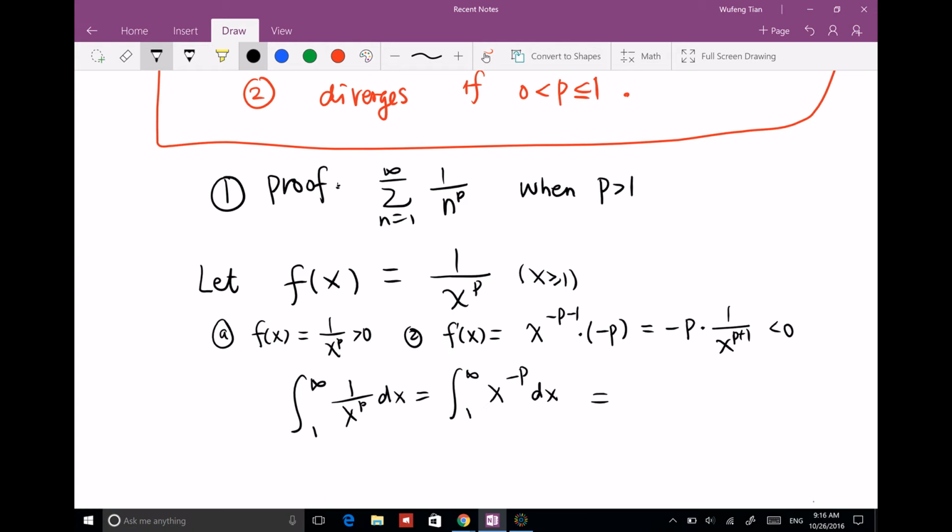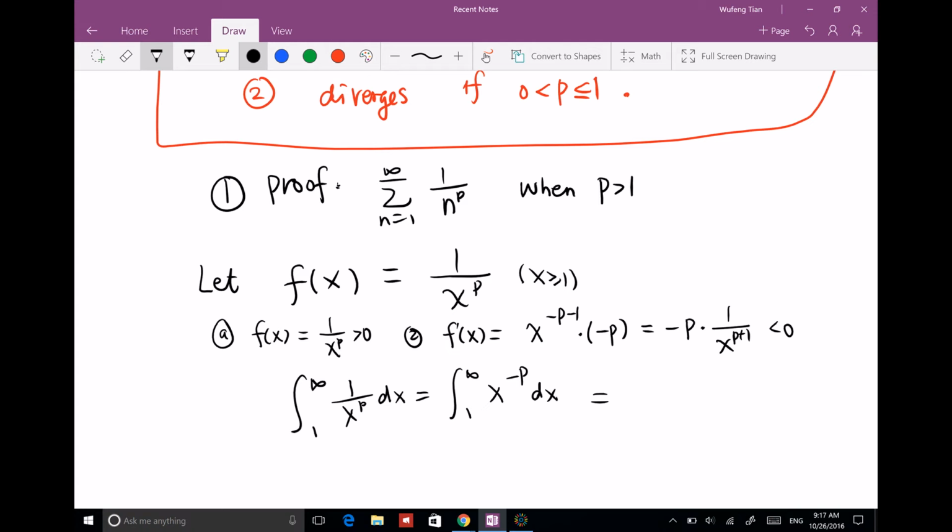Now it's a continuous function. So f(x), because x is bigger than or equal to 1, f(x) is positive, and the derivative is negative. We check those two first. Then we take the integral from 1 to infinity of 1 over x to the p. So 1 over x to the p, you can change it to x to the negative p power. So now p is not equal to 1, p is bigger than 1.